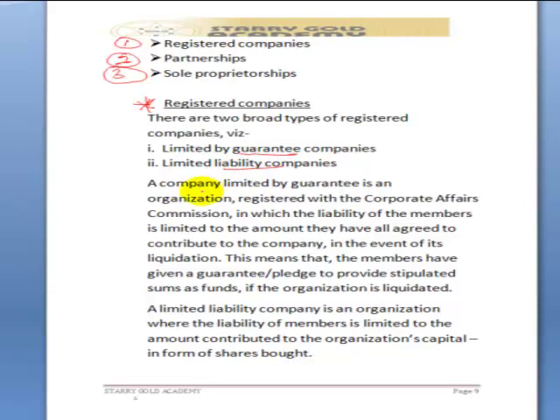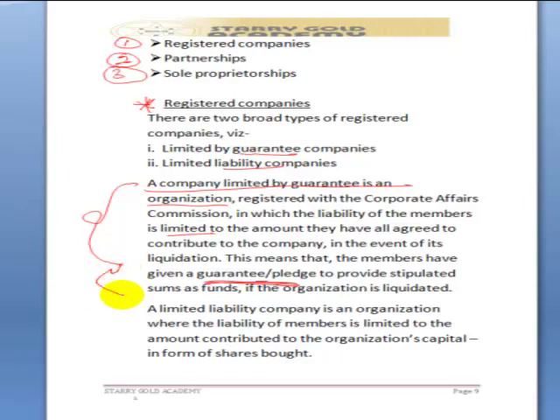Let's take their definition. A company limited by guarantee is an organization registered with the Corporate Affairs Commission in which the liability of the members is limited to the amount they have all agreed to contribute to the company in the event of its liquidation. This means that the members have given a guarantee or pledge to provide stipulated sums as funds if the organization is liquidated. Let's explain what we mean by a limited by guarantee company.